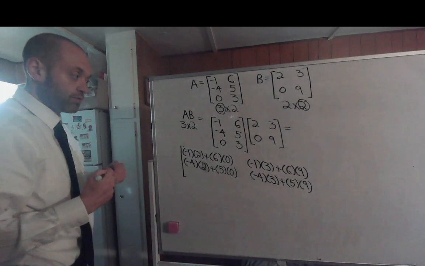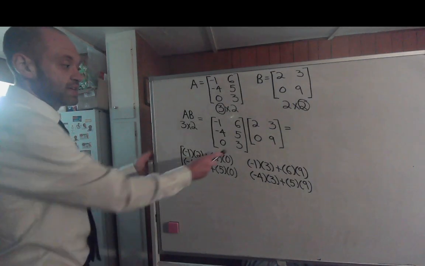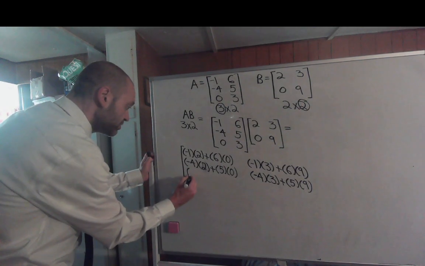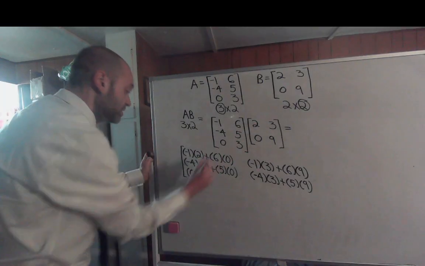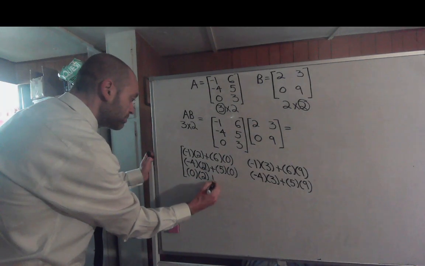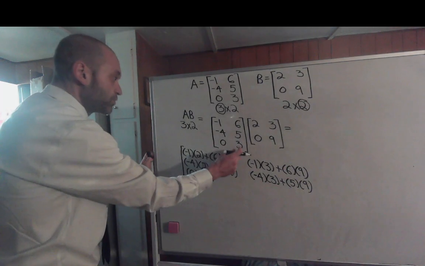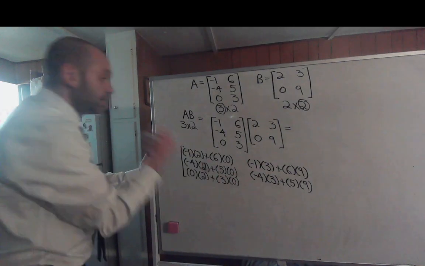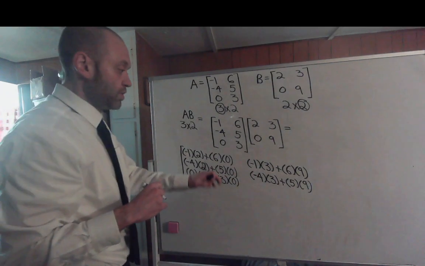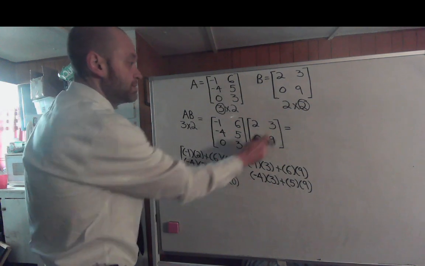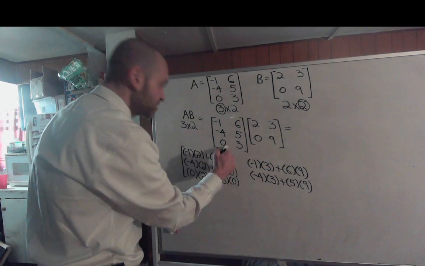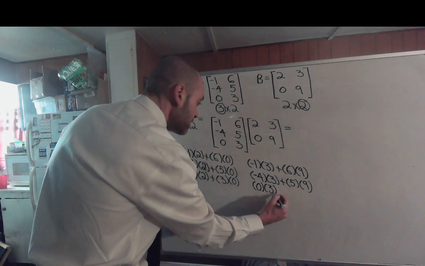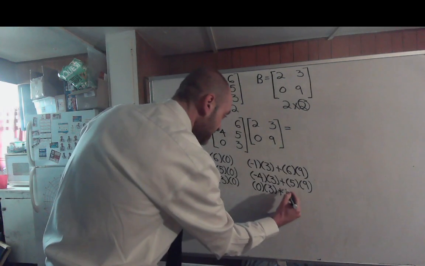Now let's get the third row of this matrix. So we're going to take the third row times the first column, so that's going to end up being 0 times 2 plus 3 times 0. And then get the second number of the third row. You'll take the third row times the second column. So 0 times 3 plus 3 times 9.